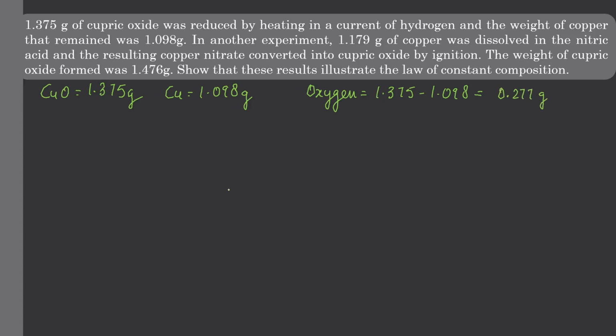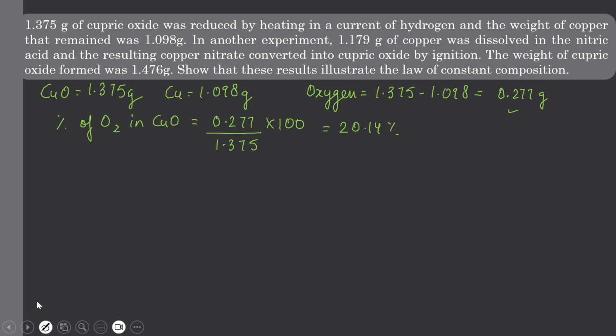Now here we can find the percentage of oxygen in copper oxide, right? What is the mass of oxygen? We have calculated 0.277. What is the mass of copper oxide? That is 1.375. Multiplying this by 100 because we are finding the percentage. On solving, you will get 20.14%. Now same thing you have to follow for the next experiment. You have to find out the percentage of oxygen, and if it is the same, then it follows the law of constant proportion. If it is not the same, which means it is violating.